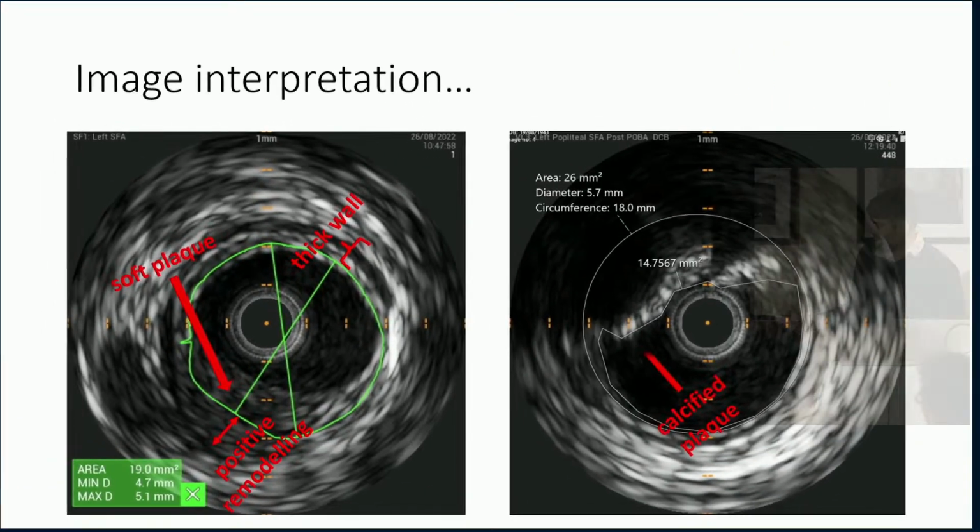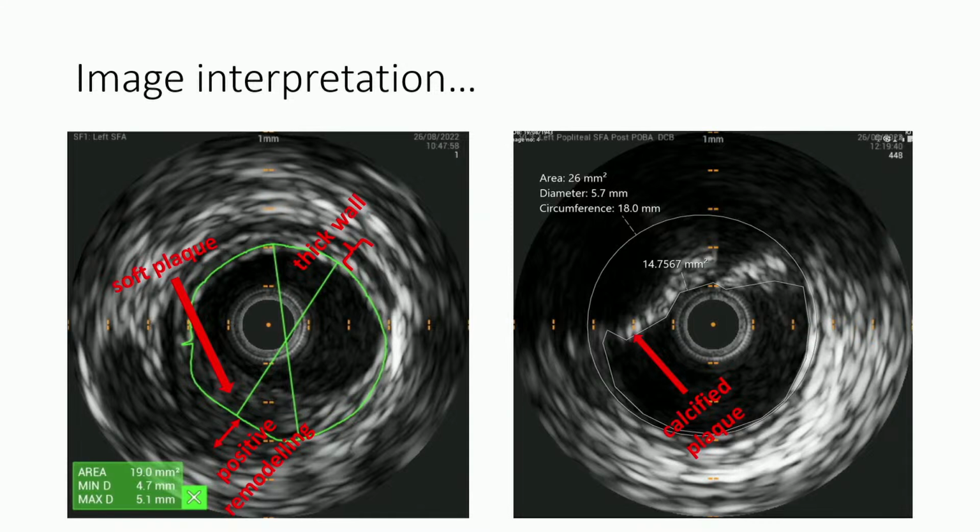Looking at this picture now, a bit further down the same artery, we can see some calcified plaque here. So again, just like you would if you're looking on ultrasound from the outside, calcium is bright white with a shadow behind it.